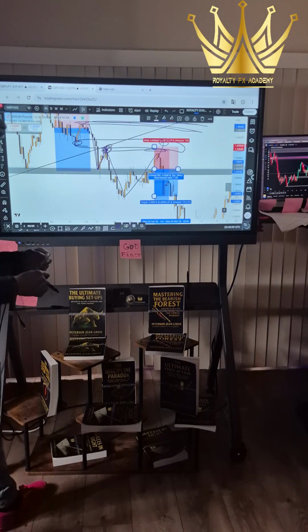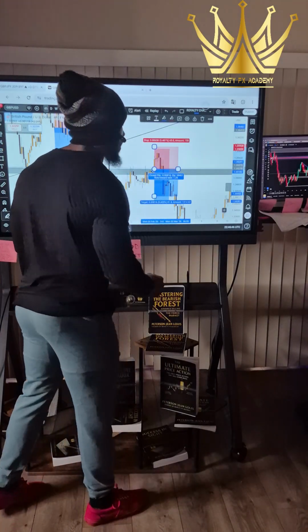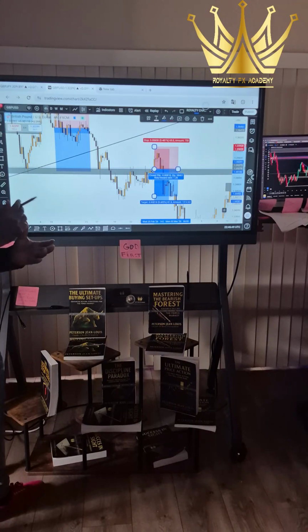So we're just reading and reacting, okay? It is not our job to tell the market what to do. It is our job to just simply read and react.